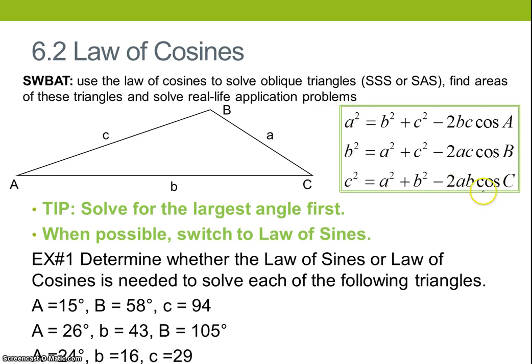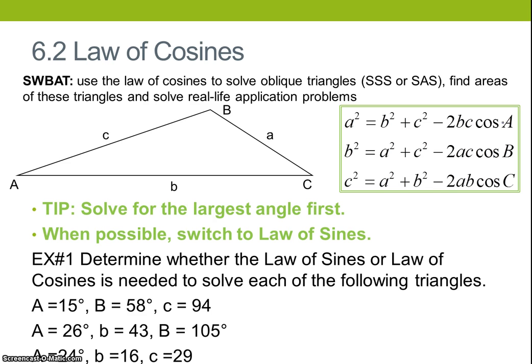So the law of cosines is given here, where the little letters represent the sides, and then the big letter is the angle. So as long as you have 2 out of the 3, you can use it. So if you have 2 sides and an angle, or 3 sides, you can use it to find the angle. So our goal is to find the largest angle first, and then switch to the law of sines if possible.